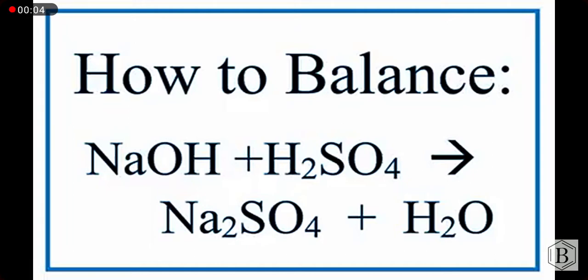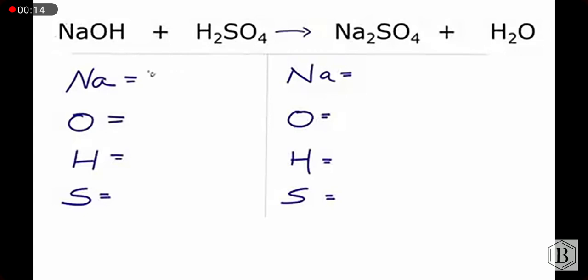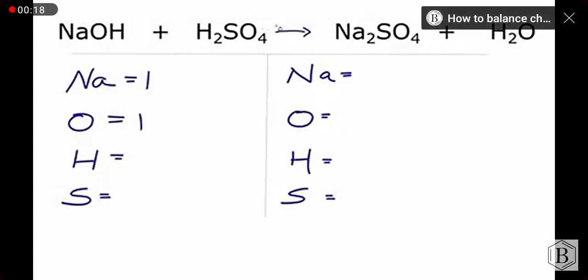Balance this equation: NaOH plus H2SO4 yields Na2SO4 plus H2O. Let's count up the atoms on each side of the equation. For the sodium atom, we have one of those. Oxygens, we have one, but be careful, we have one here and we have four here. So we have a total of 5 oxygen atoms.